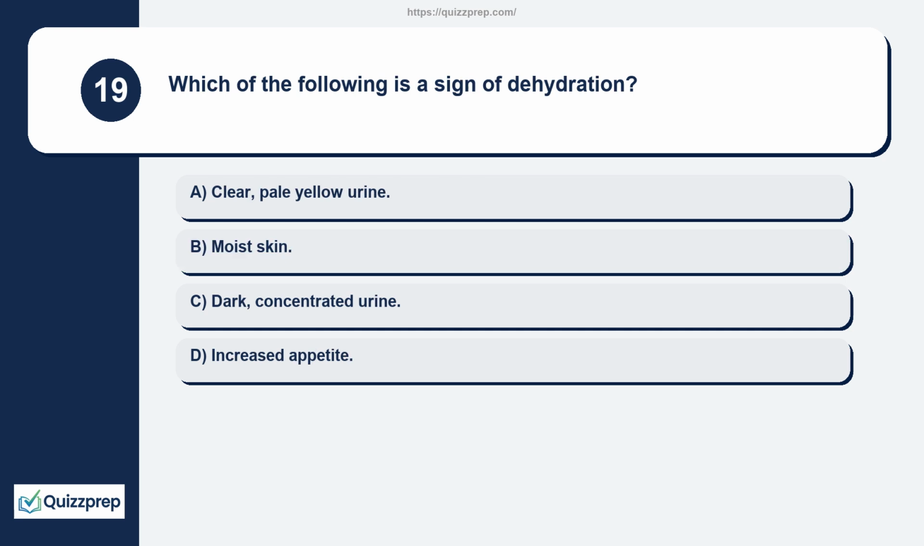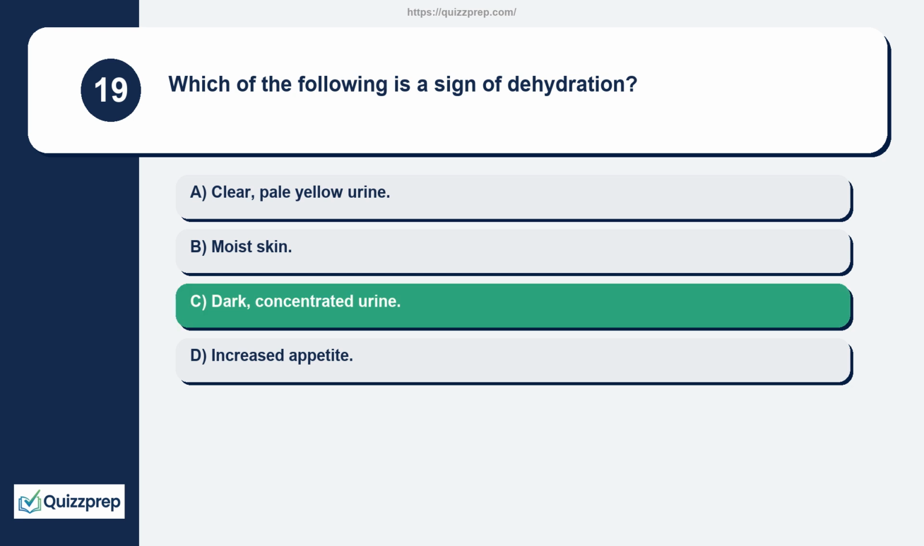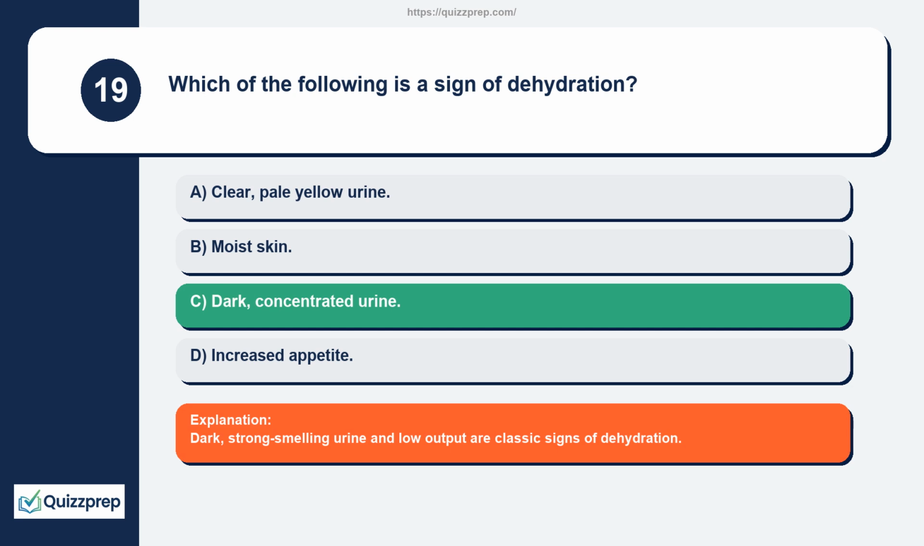Question 19. Which of the following is a sign of dehydration? Clear, pale yellow urine, moist skin, dark, concentrated urine, increased appetite. Dark, strong-smelling urine and low output are classic signs of dehydration.